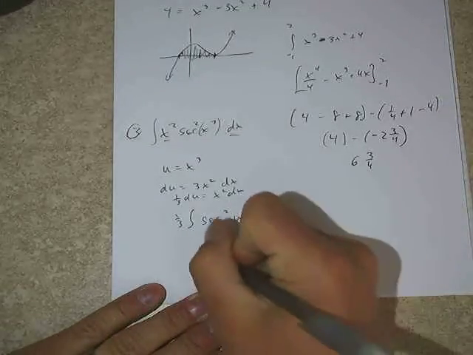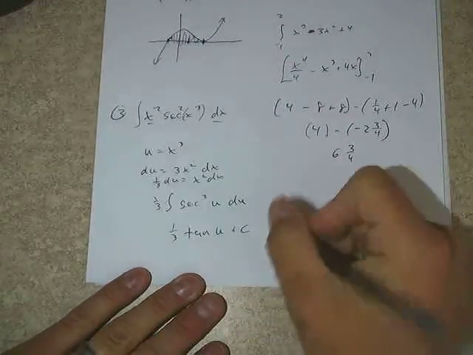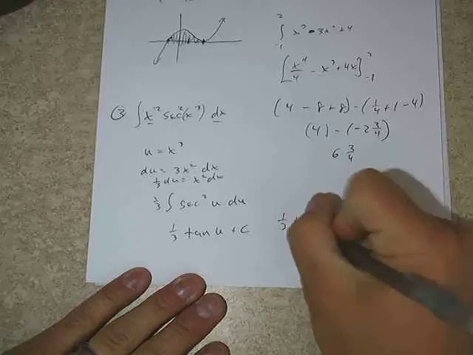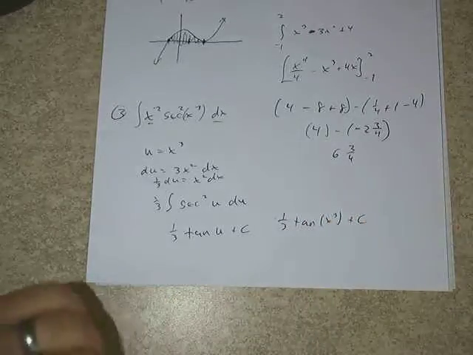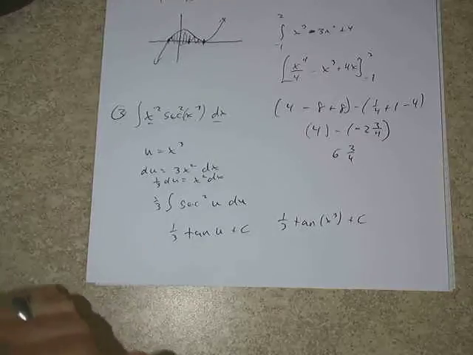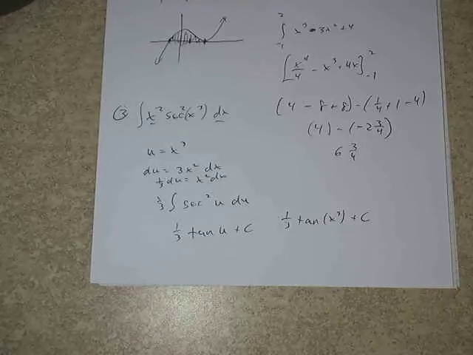And now it is a known derivative, because what's the antiderivative of secant squared? Tangent. We'd have tangent u plus c. So that would be our answer in terms of u, but then we're going to go ahead and plug our x cubed back in. So tangent of x cubed plus c. And looks like the only option there that matches up would be c.